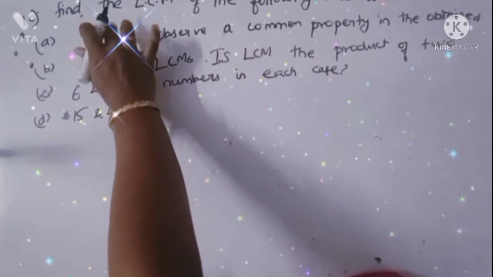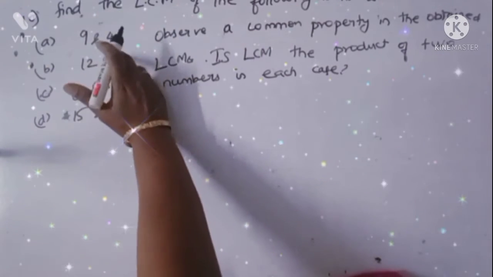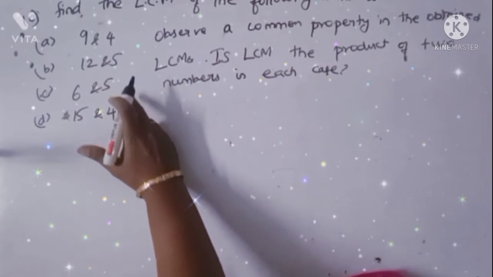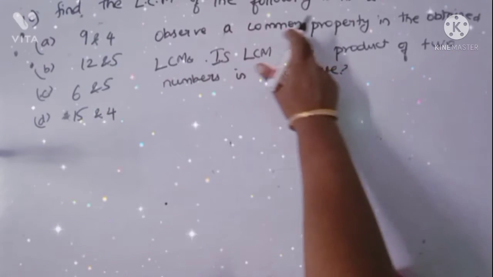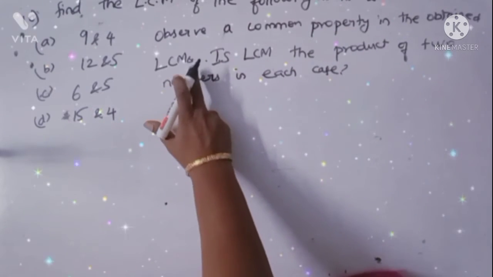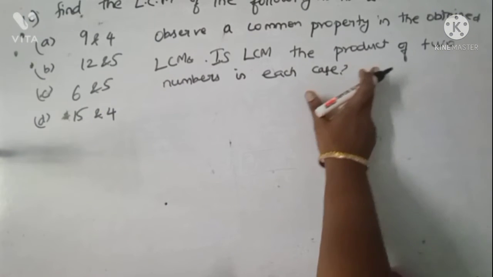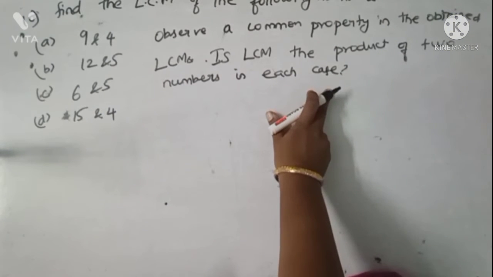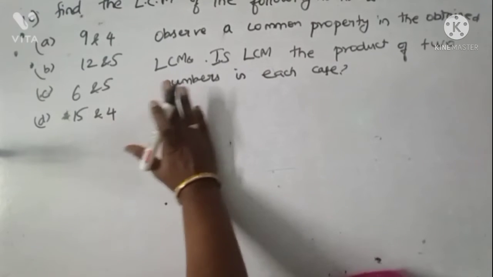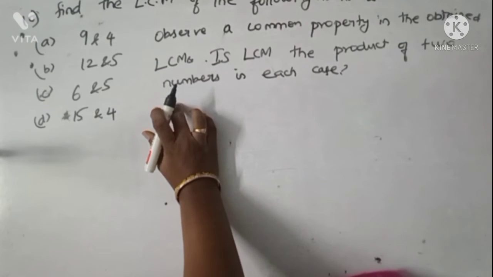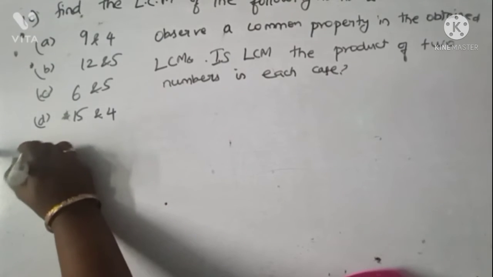Sum number 10. Find the LCM of the following numbers: 9 and 4, 12 and 5, 6 and 5, 15 and 4. Observe a common property in the obtained LCMs. Is the LCM the product of two numbers in each case? So we have to find the LCM of these two numbers and observe what is the property behind it.